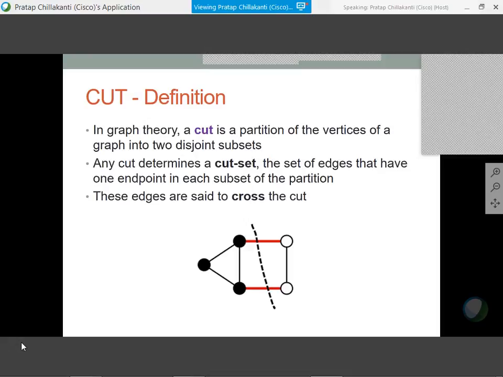So a cut set means a set of edges. That's a very common term. I don't know if in your internal exam they ask you about a cut set and so on. But it is nothing but a set of edges that have one endpoint in each subset of the partition, okay? And these edges are said to cross the cut. That's what a cut set is.